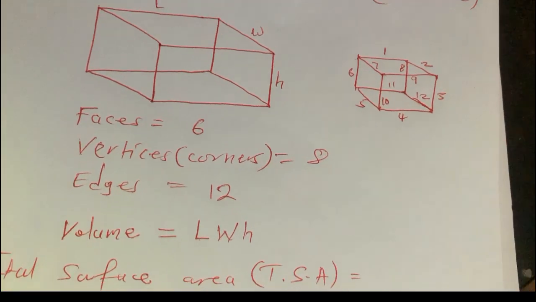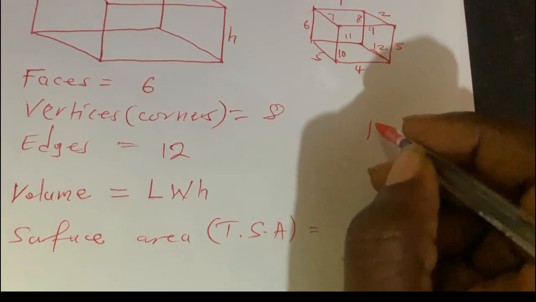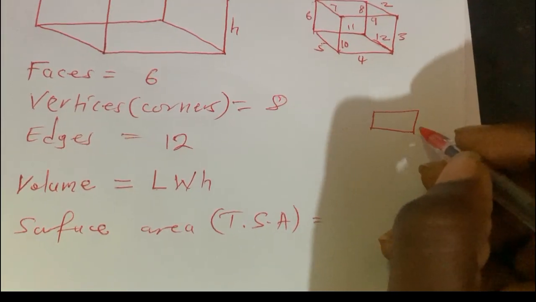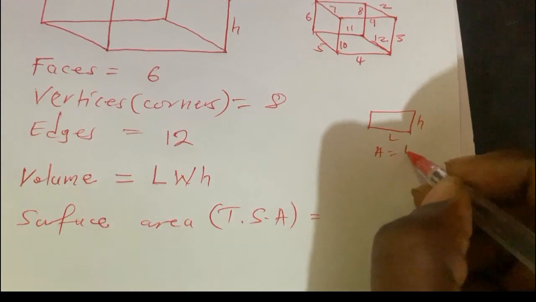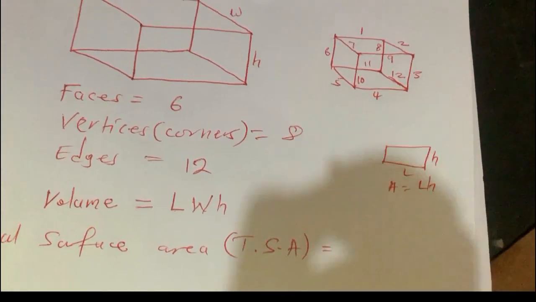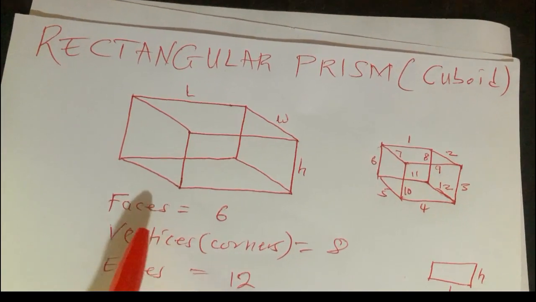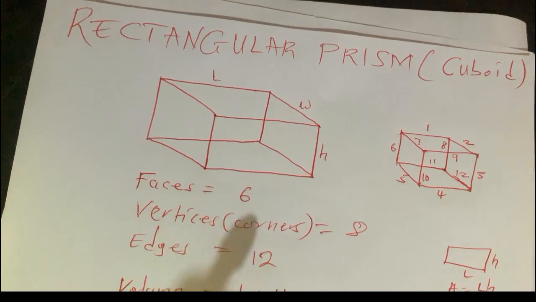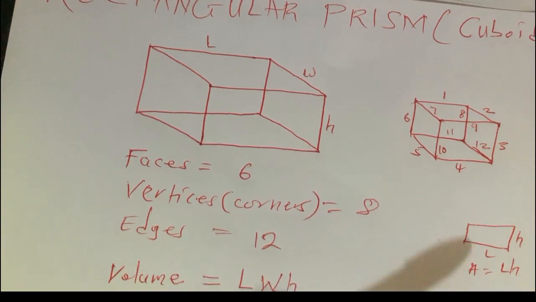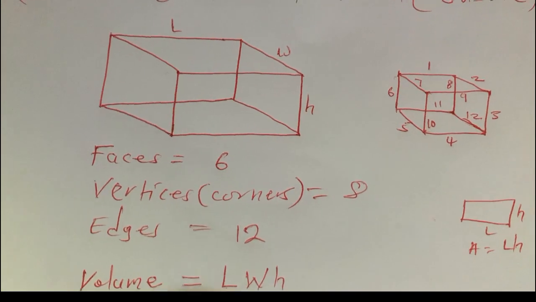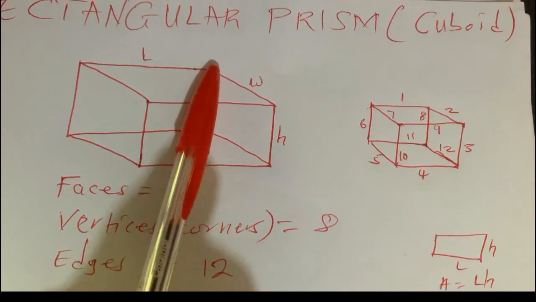But the area of a rectangle, what is it? If I have a rectangle with length and height, the area of this rectangle will be what? Length times height, right? So each of the 6 faces is considered a rectangle, and to find the area of each of them, you apply the area of a rectangle. Now let us consider this shape first.